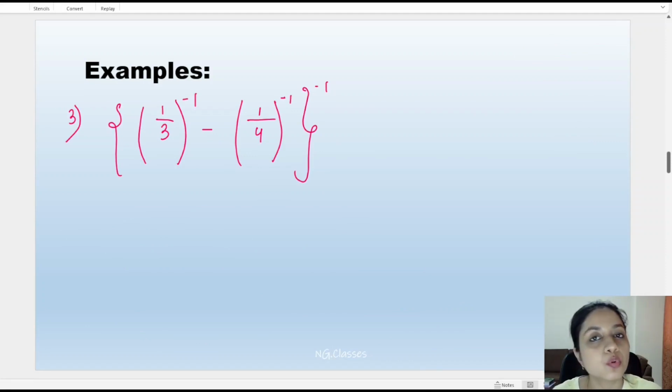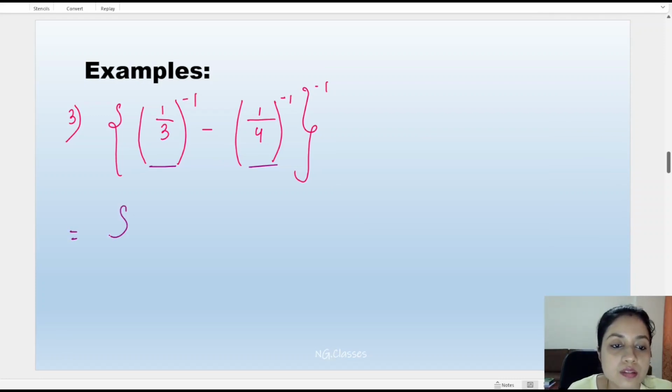Now let's do one more question. So here we have a curly bracket, and inside that we have two terms in subtraction, and after that the curly bracket closes and the power is negative 1. So at first, according to BODMAS, solve the bracket first. Accordingly, we will solve the curly bracket first.